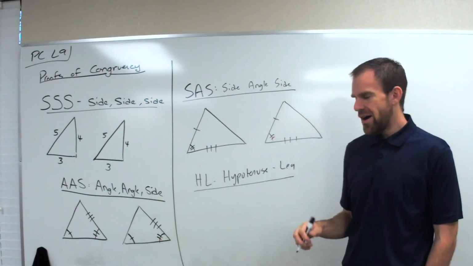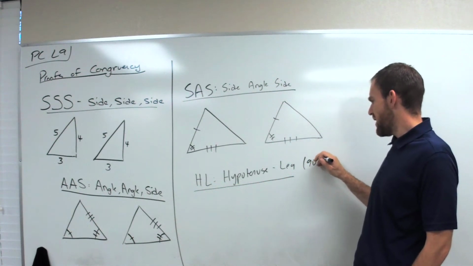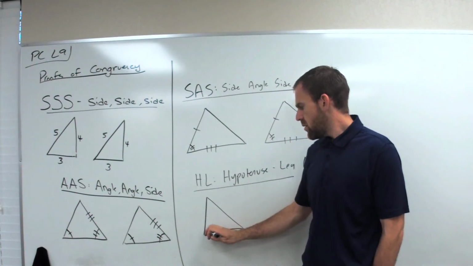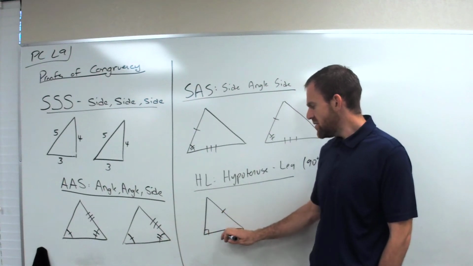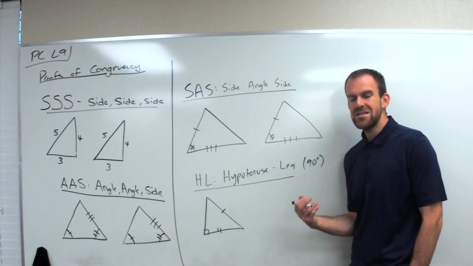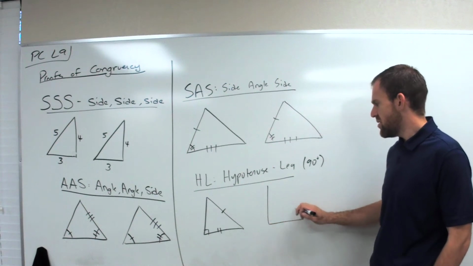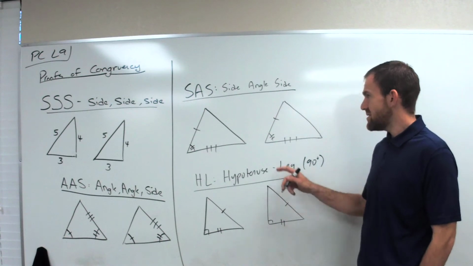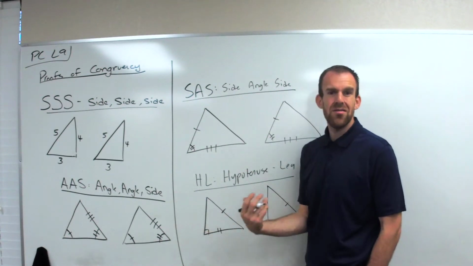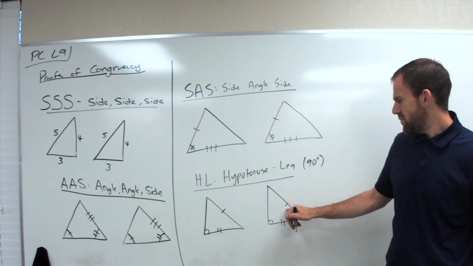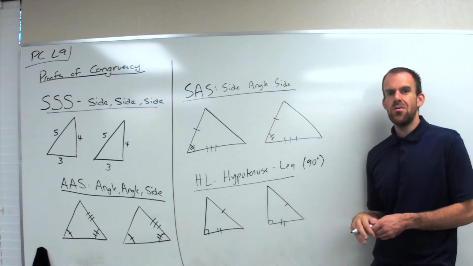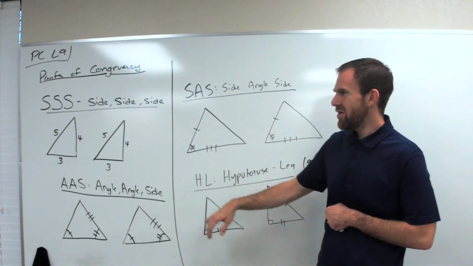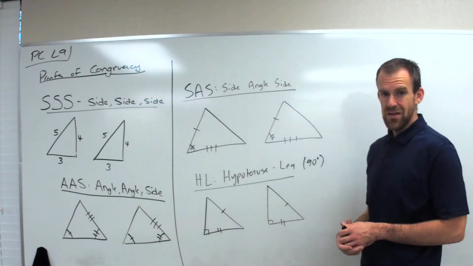The final one is the hypotenuse leg, or HL. What that requires, and there's a hidden 90-degree angle in here, is that if you have a right triangle, and you know the hypotenuse, and you know the leg, then that guarantees that those two triangles are identical. So it's like the angle side postulate, although the angle is not in the middle. Since it's a right triangle, we know from the Pythagorean theorem that if we know two sides, we can find the third. So it actually fulfills all of these.